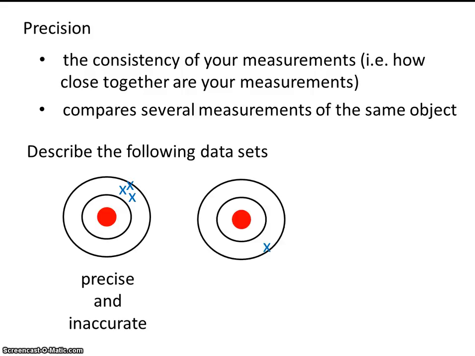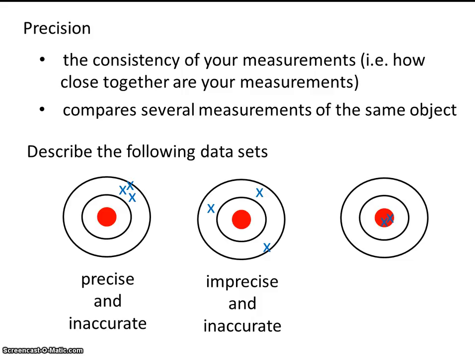What about this data set? How would you describe those 3 numbers? Well, they're not close to the bullseye, and the numbers are kind of far apart from each other. So I would say imprecise and inaccurate. What about this third data set? Boy, that looks great. It looks like it's accurate and precise. Okay, I hope this made sense to you.